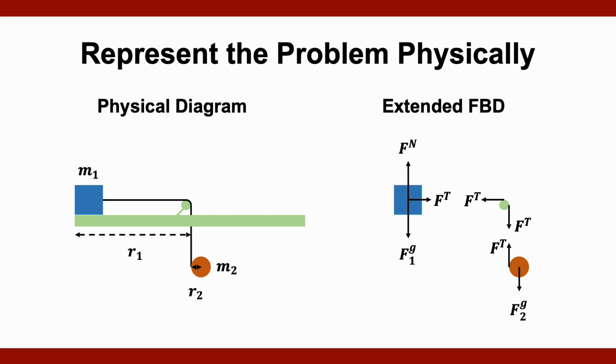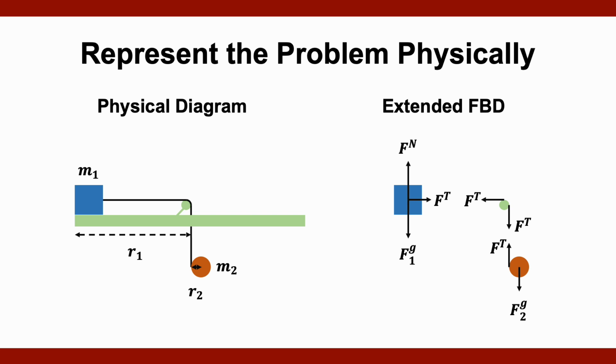With our variables defined and assumptions made, we can physically represent the problem. The diagram on the left shows how the three objects, the box, turntable, and ball, are spatially related. The box is at the edge of the turntable with radius r1. The string is attached to the box and goes through the middle of the turntable, where it is wrapped around the edge of the ball, which has a radius of r2.